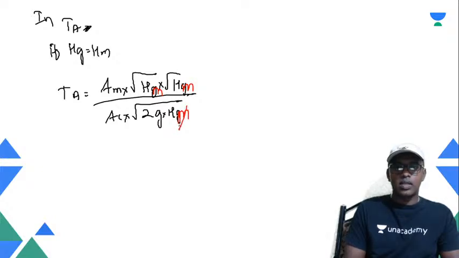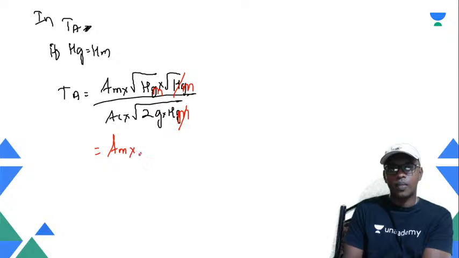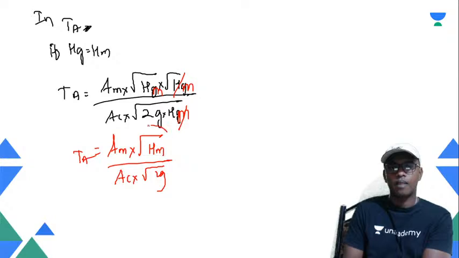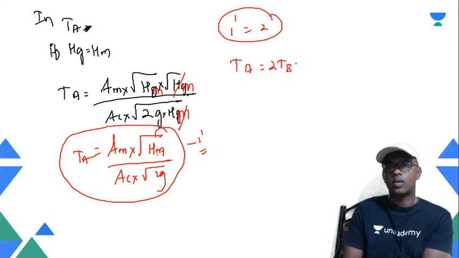So what happens? Hm and Hm gets cancelled, one root. So you'll get the answer as Am into root over Hm divided by AC into root over 2G. So you can see this could be 1 dash. Equating 1 dash with the 2, you'll get that understanding: T of A is equal to 2 times of TB.